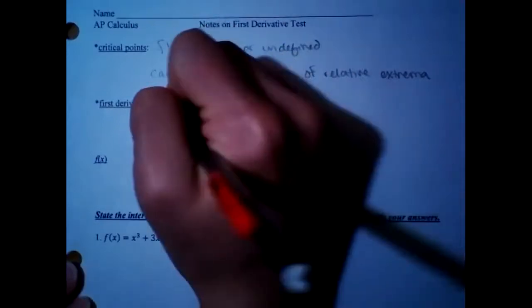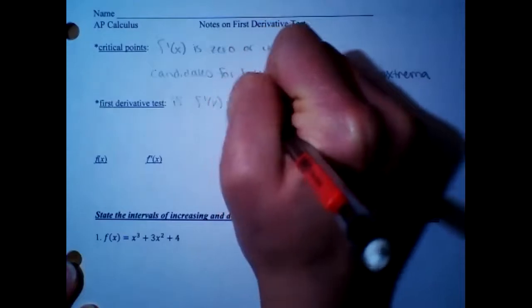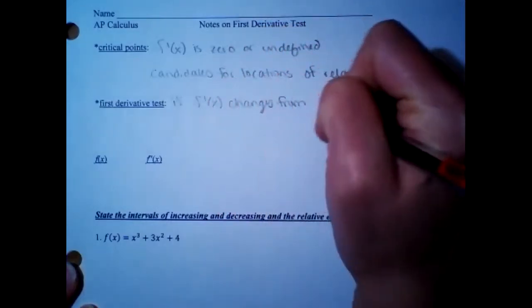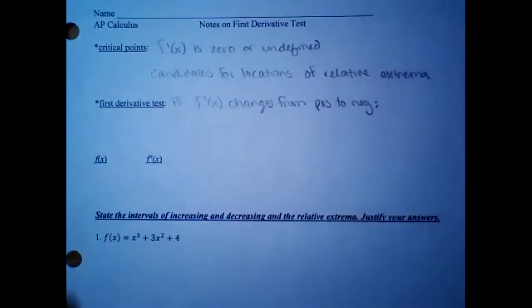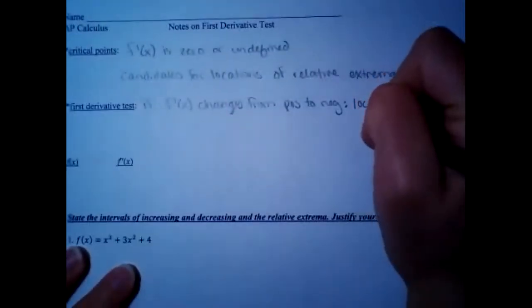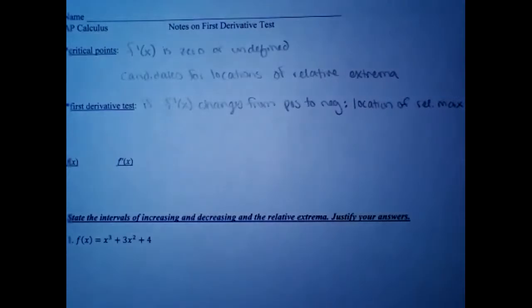So here's the first derivative test. If the derivative, if f prime changes from positive to negative, we're going to see what that tells us about the function. So if f prime changes from positive to negative, then that critical point is the location of a relative maximum. If your derivative changes from positive to negative, that critical point is the location of a relative maximum.